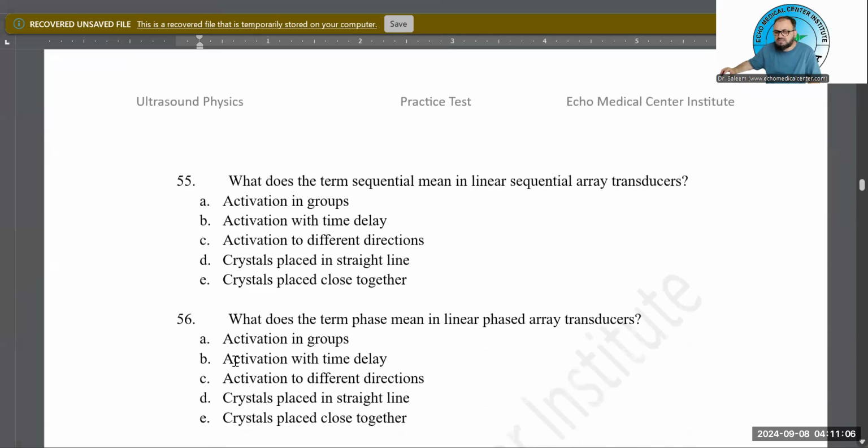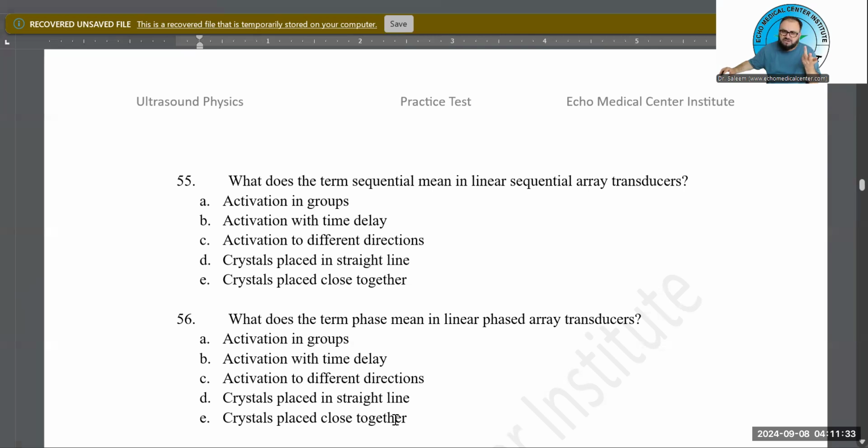Now, what does the term phase mean in a linear phase array transducer? So we have probes, right? Echo probes, easy, simple. We have the phase array transducer. What does phase mean in these transducers? What does it stand for? Is it activation in groups? Is it activation with a time delay? Is it activation with a different direction? Are the crystals placed together in a straight lane? Are the crystals placed close together to each other?